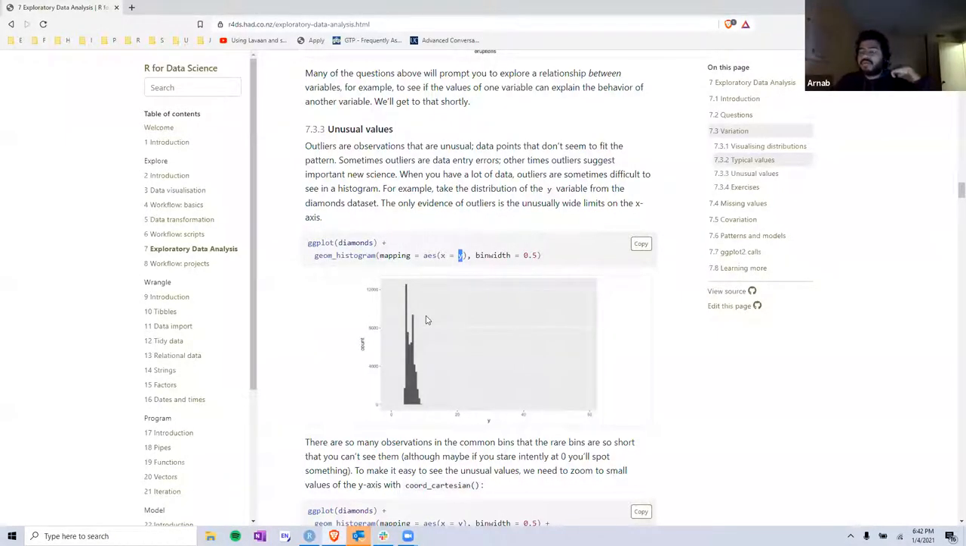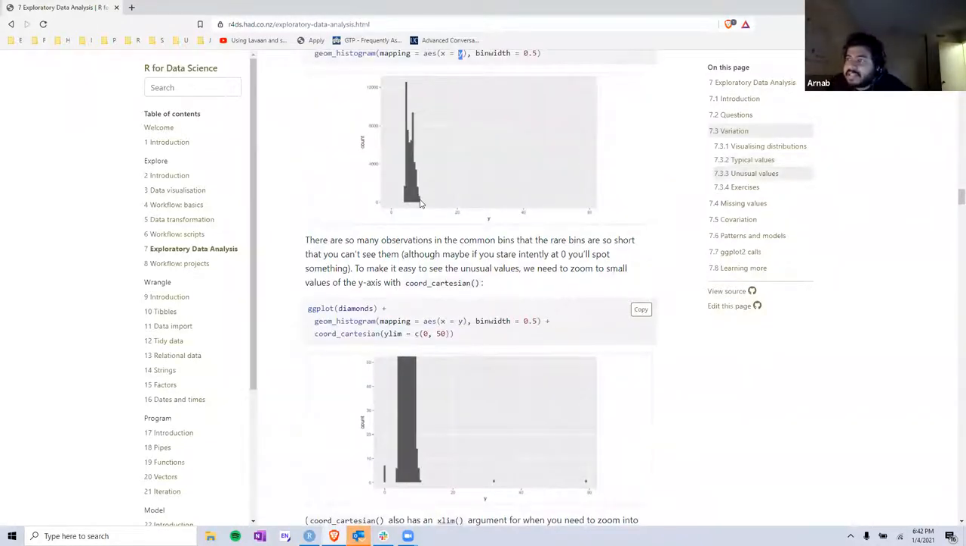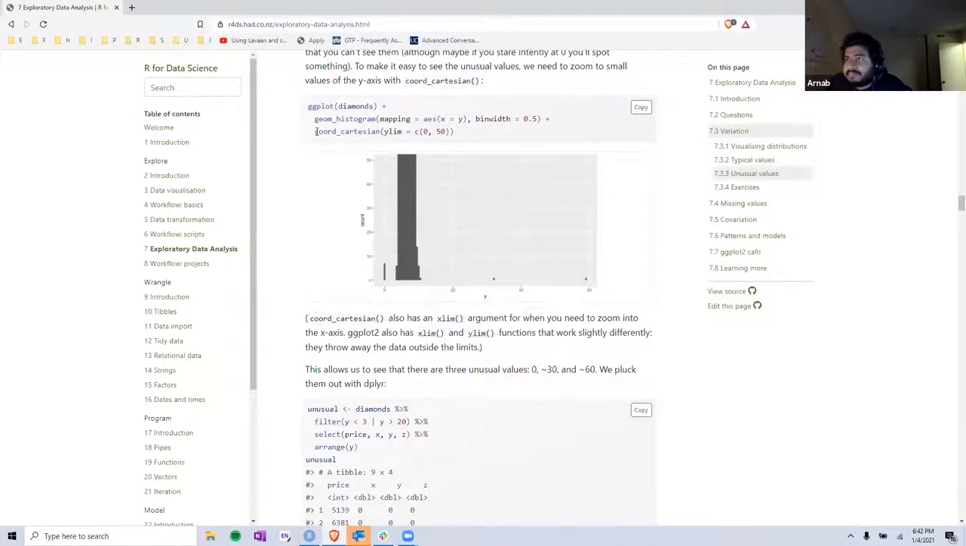So when a histogram is created for this particular variable, we see that the x-axis has a huge range, while most of the observations seem to be ending within 10. So what is happening here is that there are a couple of values which have a very high value of y. And to detect that, the authors say that coord_cartesian is a good function, which provides a limit.